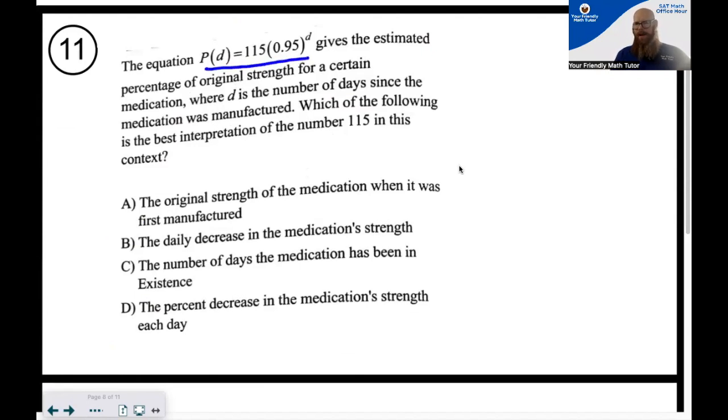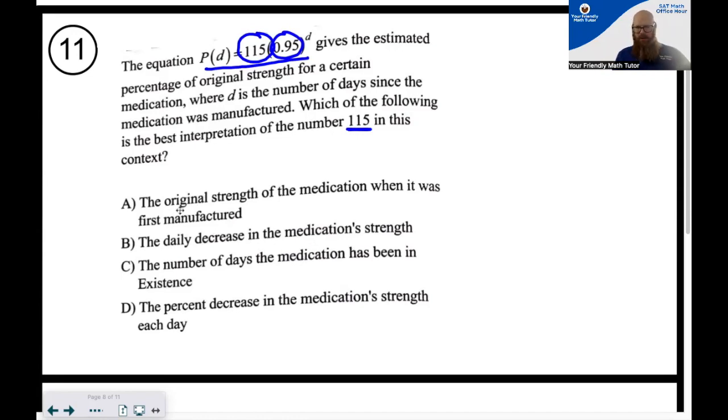So what you should know about an exponential function is that the number in the front represents our initial value because that's, again, when your input is zero, you'll get this number in the front. And this number here has to do with some kind of percent increase or decrease. So we don't really need to worry about that in this problem because they want to know the interpretation of 115. So all 115 is, sorry, it's the y-intercept or the initial value.